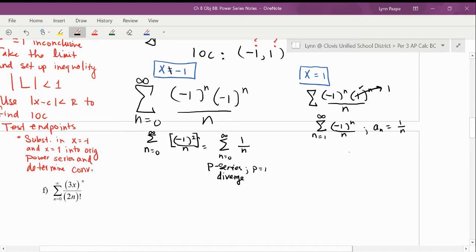So a_n is 1 over n. The first thing I want to do is take the limit to infinity of 1 over n, which is 0. So far, so good. And then I want to compare the n plus 1 term with the nth term. So bigger denominator, smaller fraction. So it is decreasing. Excellent. Okay, so then that means x can equal 1 because I get a converging series, right?